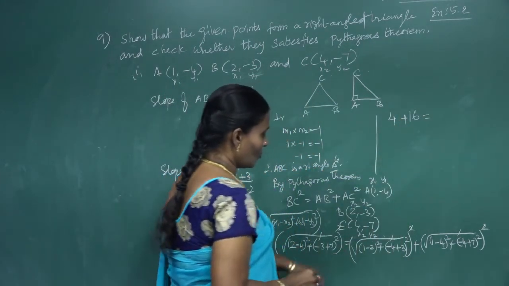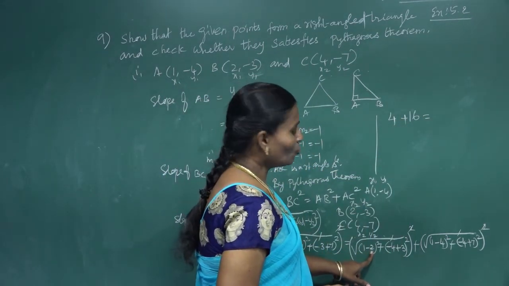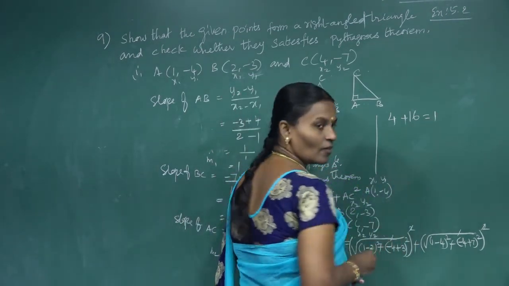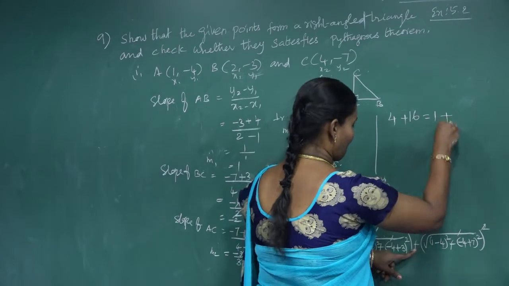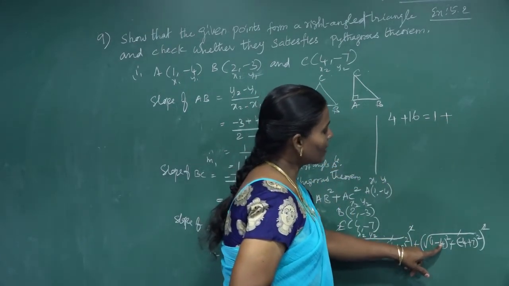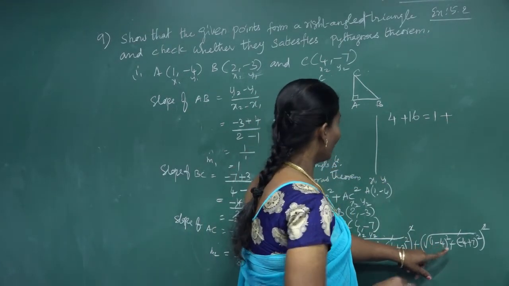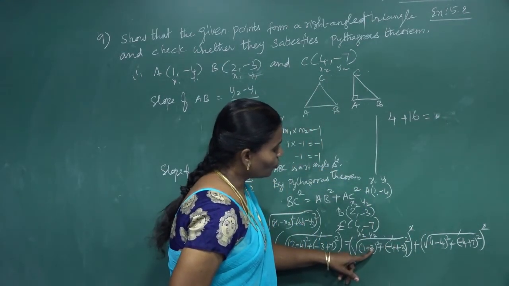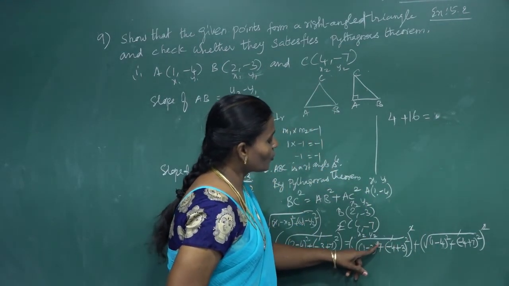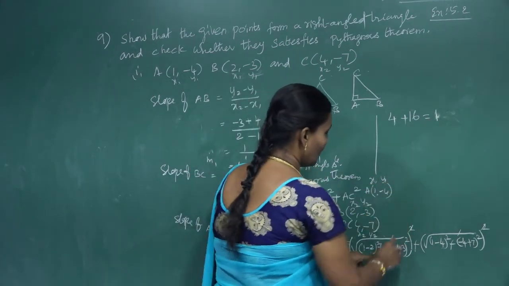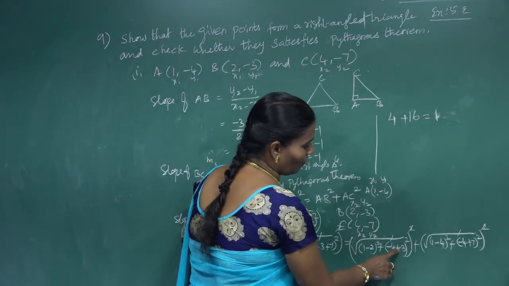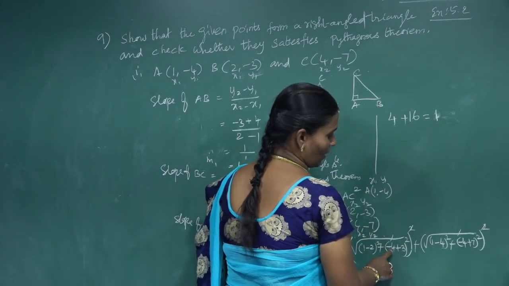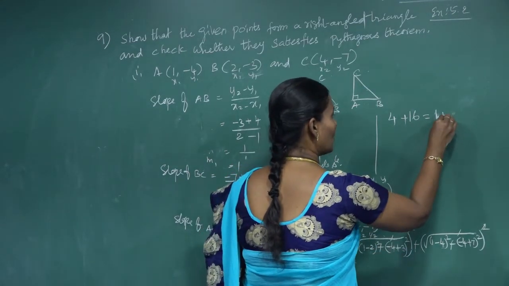This is equal to, see here, 1 minus 2 means minus 1. Minus 1 the whole square, 1. Then plus, here 1 minus 2, the whole square. Minus 1 the whole square is 1. Then see here, minus 4 plus 3. There also minus 1, minus 4 plus 3 means minus 1. Minus 1 the whole square is plus 1.